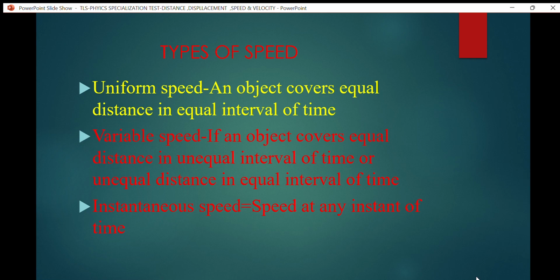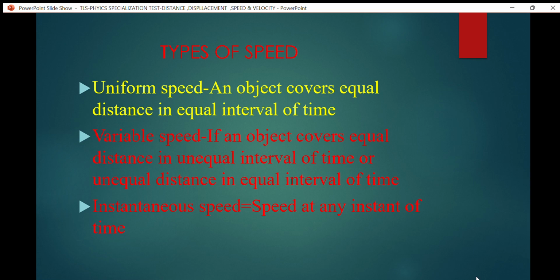It can be 10 meter per second or 20 meter per second or 30 meter per second, but always in every time interval, the distance covered should be the same. The next one is variable speed. If an object covers equal distance in unequal intervals of time or unequal distance in equal intervals of time. In the first 1 second the body covers 10 meter, next 1 second it covers 20 meter, next 40 meter, next 50 meter. If it goes like this, we say it is variable speed.